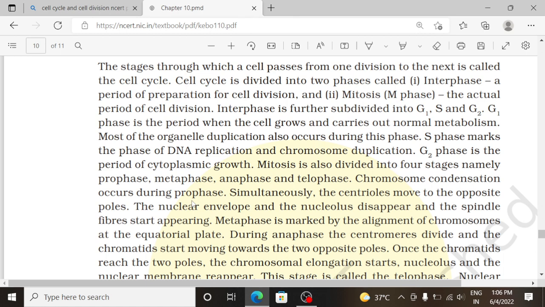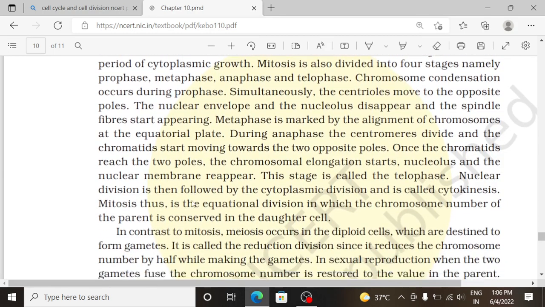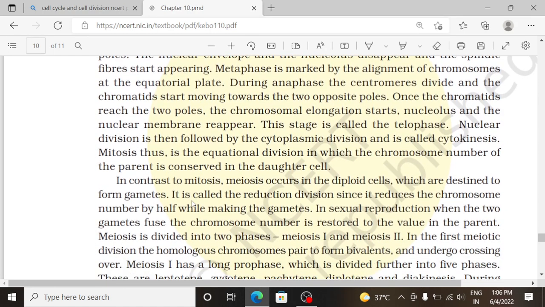Mitosis is also divided into 4 stages, namely prophase, metaphase, anaphase and telophase. Chromosome condensation occurs during prophase. Simultaneously, the centrioles move to the opposite poles. The nuclear envelope and the nucleolus disappear and the spindle fibers start appearing. Metaphase is marked by alignment of chromosomes at the equatorial plate.